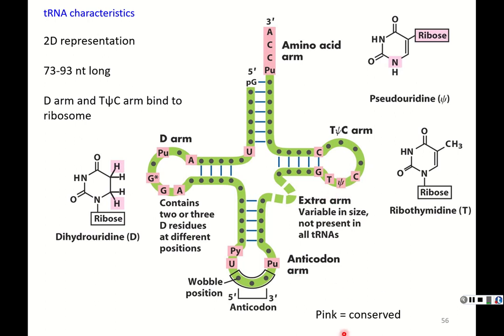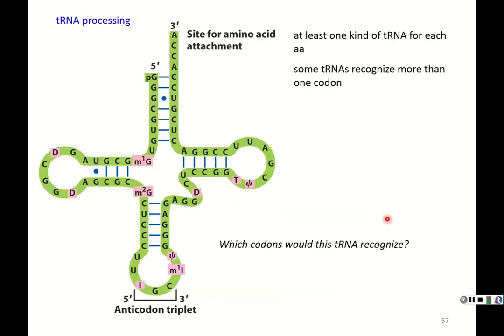What's listed in pink are conserved nucleotides. So those are thought to be important. These down here primarily in structure of the tRNA, and then up here it's important for attaching the amino acid. Okay. So how are these processed?